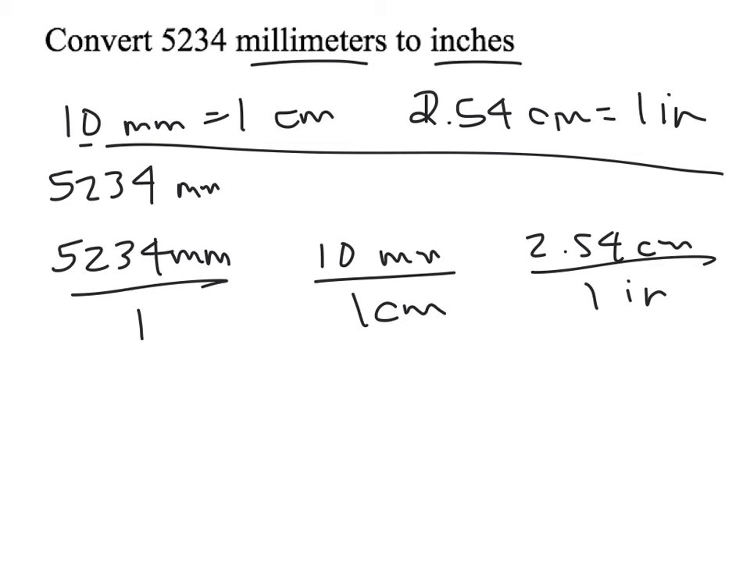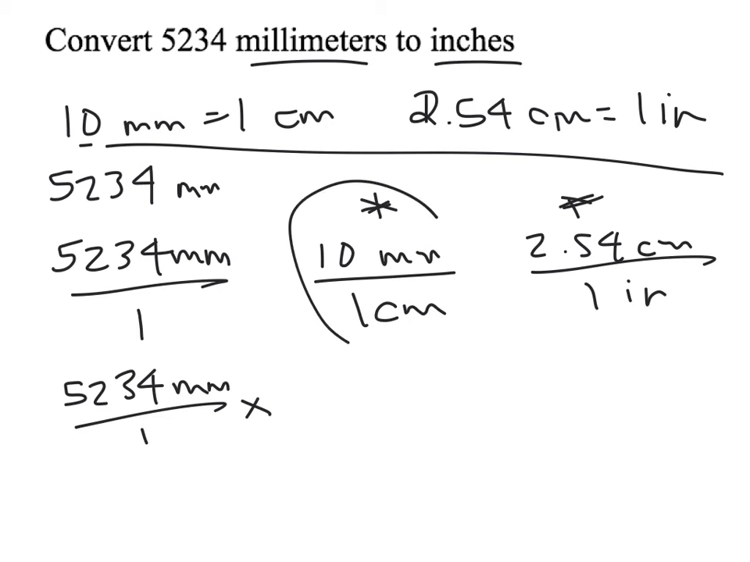Step number 4 says to rearrange the conversion factors so that units that need to cancel out can cancel out. So if I start with 5234 millimeters over 1, I need to multiply by this conversion factor so that millimeters is on the bottom. So I need to flip this. So I'm going to have 1 centimeter over 10 millimeters.